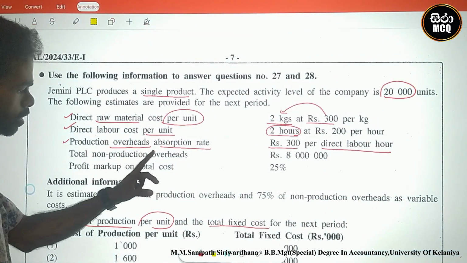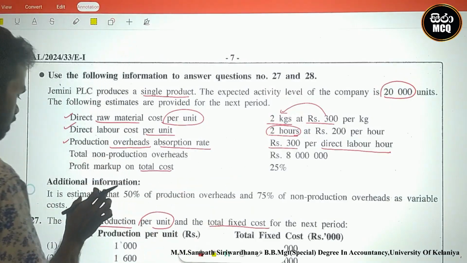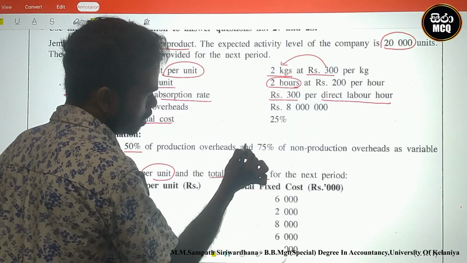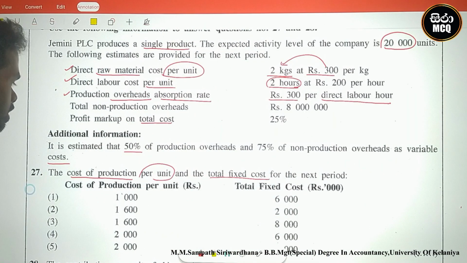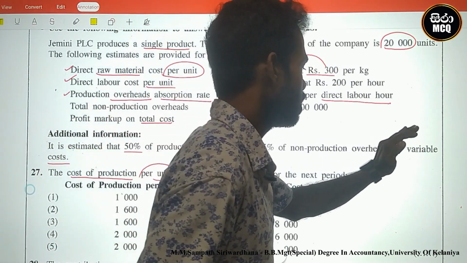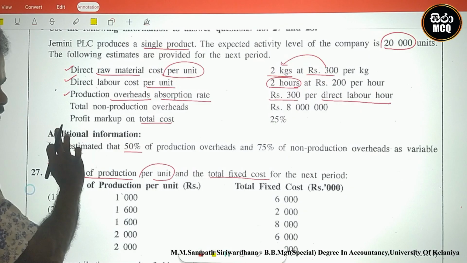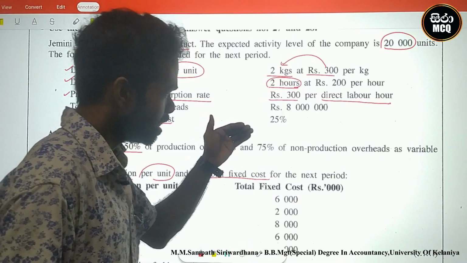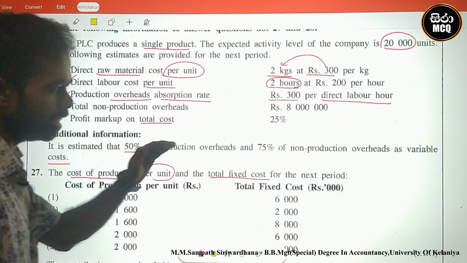Total non-production overhead. Non-production overheads are not related to production. Profit markup on total cost is 25%. Next, additional information: it is estimated that 50% of production overhead and 75% of non-production overheads are variable cost. So there is a variable part and a fixed part.